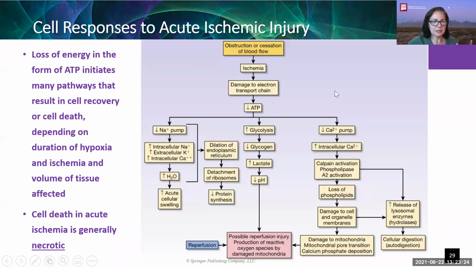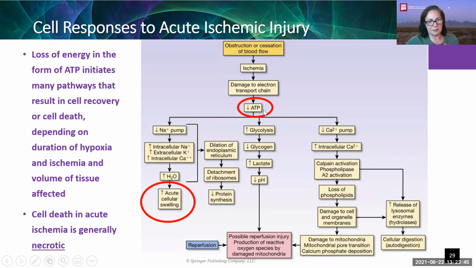So what happens? Decrease in ATP, let's point out what happens from that. The sodium potassium pump can't pay for that, can't pump the sodium out. That's going to cause sodium to build up inside the cell, which is going to draw water into the cell, which is going to cause acute cellular swelling.